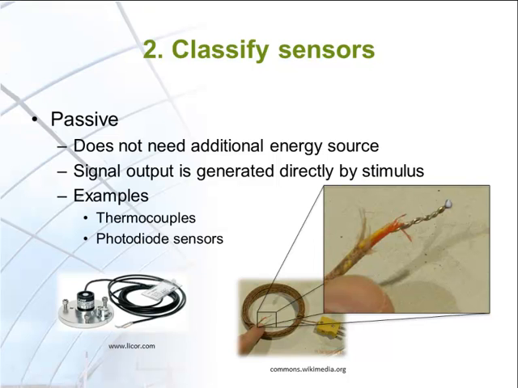On the right-hand side of the slide, you will find a type K thermocouple. At the bottom left, a quantum sensor that measures the photosynthetic active radiation level is shown.